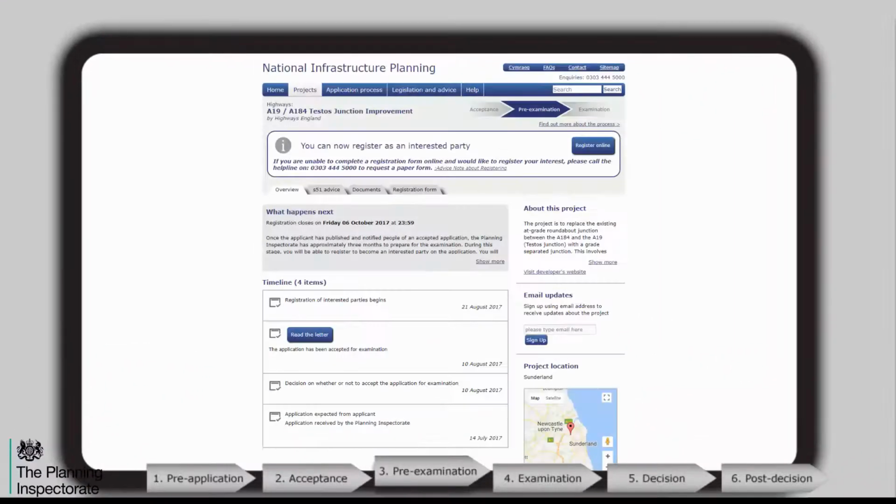This is a picture of a typical project page. You may wish to set this page as a favourite, as this will become the hub of the examination, where all the applicant's documents and all representations made will be made available.